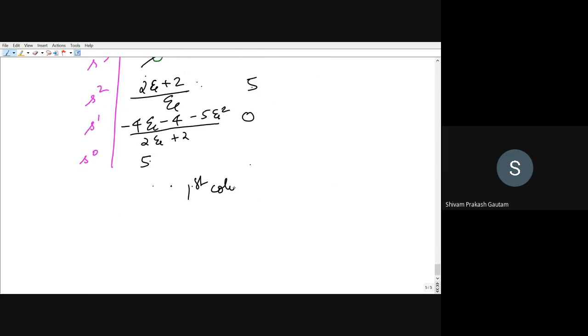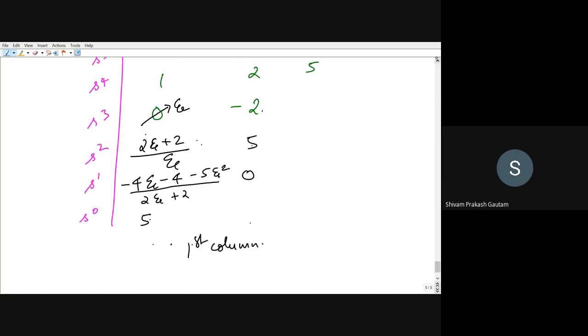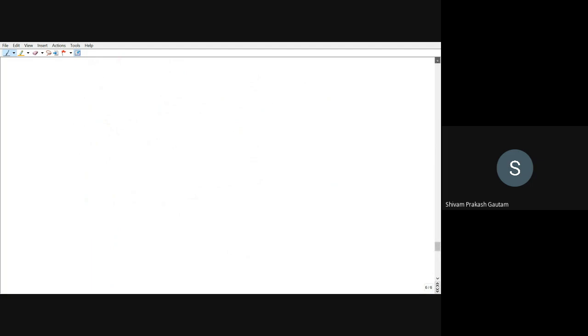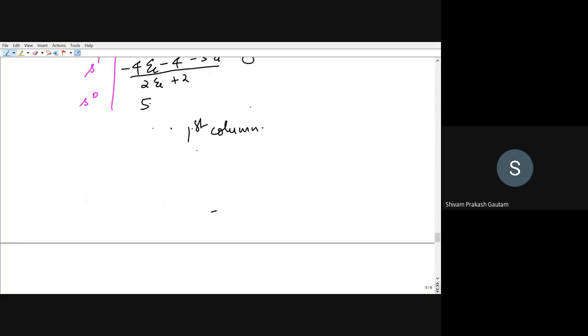First column. What are the elements we are having in the first column? You can see we're having 1, 1, zeta, then 2 zeta plus 2, then minus 4 zeta minus 4 minus 5 zeta square divided by 2 zeta plus 2, and then we are having 5.